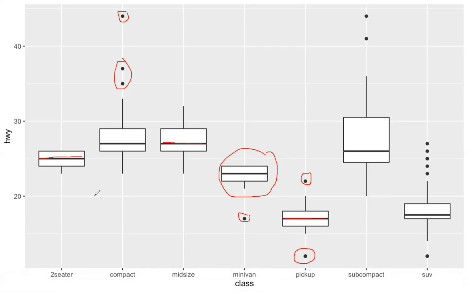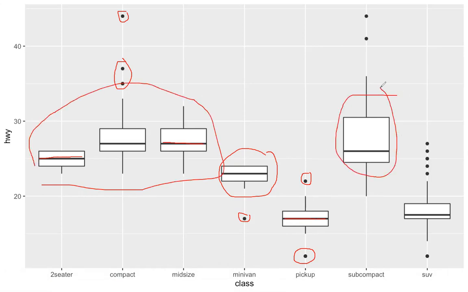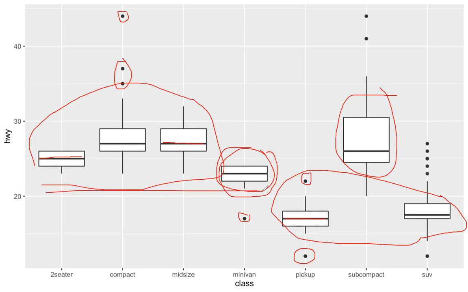And we can also see these three types, including this type, have a big difference compared with pickup and SUV, because they are lower and the other four are actually higher. Or you can consider the minivan in the higher group. These box plots are higher and these are lower.